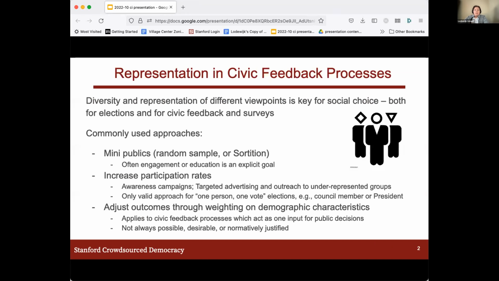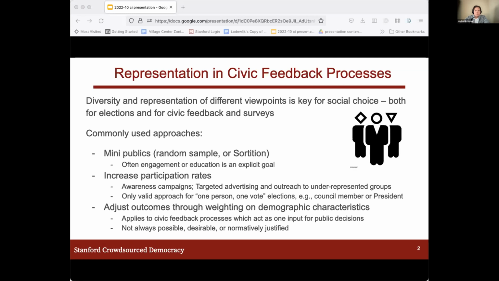When we want to organize civic processes or some kind of diversity and optimization, diversity and representation in the various viewpoints is really essential. This is not only when we're looking at elections, but also when we want to get some kind of optimal turnout, but also when we run a feedback process or a survey.